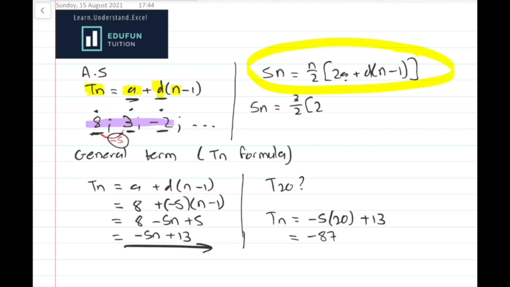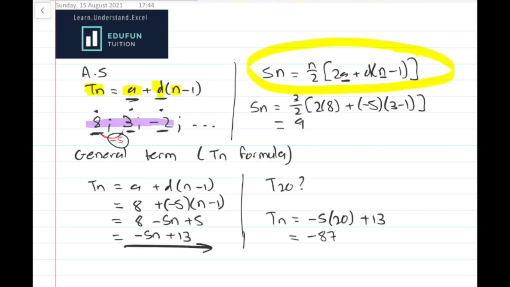And our a value is still the same. The a value is still going to be 8, plus the difference of minus 5. And how many terms are we dealing with? Like we said, we are dealing with 3 terms. So 3 minus 1, and that's it. So if you put this whole thing in your calculator, you can put it as 3 over 2, into 2 times 8 plus minus 5 into 3 minus 1. And then close that bracket. And you're going to get 9 as we had before, just to make sure of it, yeah?